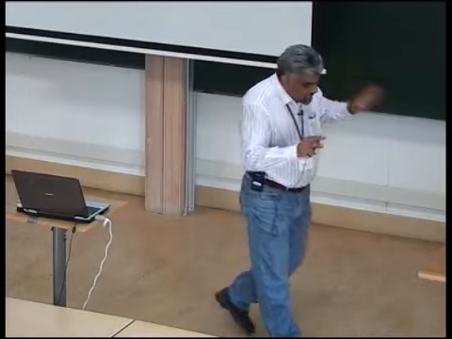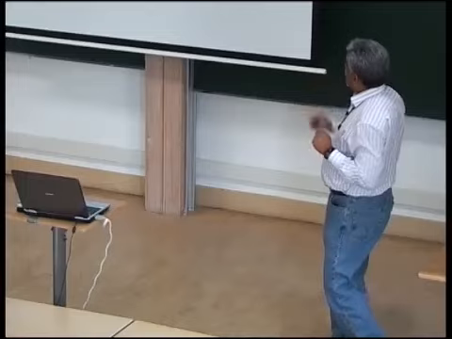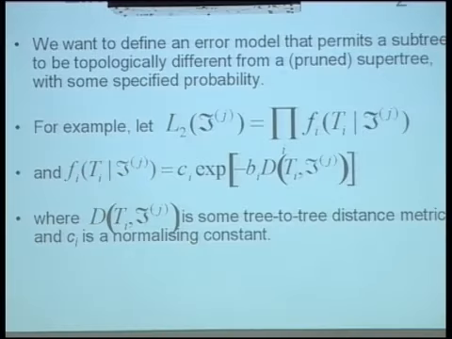So, in a sense, we want to define this error model that takes a subtree and compares it to a supertree and assigns a probability that that subtree is going to be topologically incongruent with the supertree. So we want to derive a probability that allows for this error, this topological conflict. And this is a nice, reasonable model that one could think of.